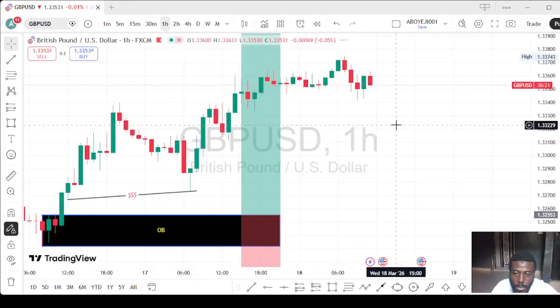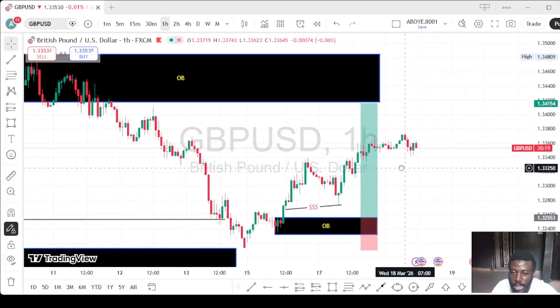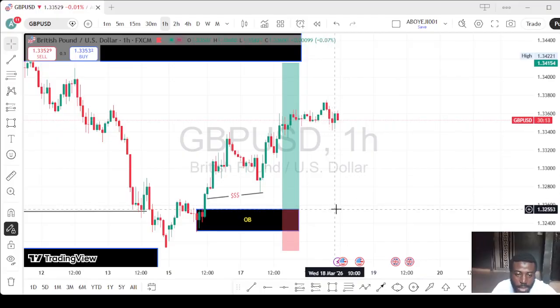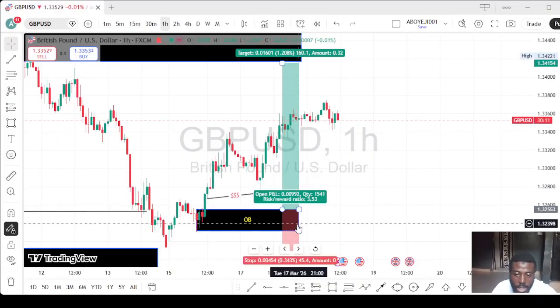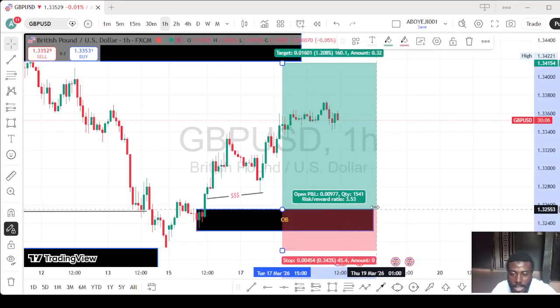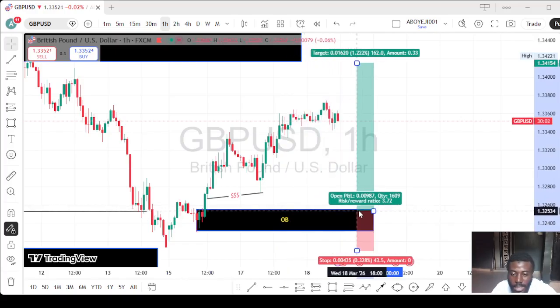Let's see what is happening on the 1 hour time frame. This is the 1 hour time frame. This is where the opportunity is, but I'm expecting the market to mitigate this because there's an FVG here before we can see anything. But let's just take the 1 hour time frame.